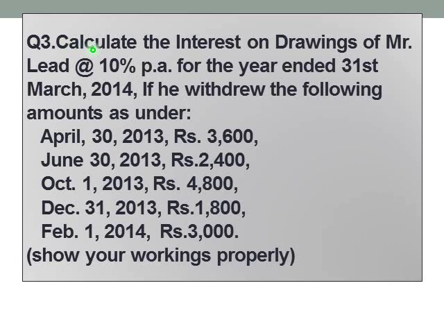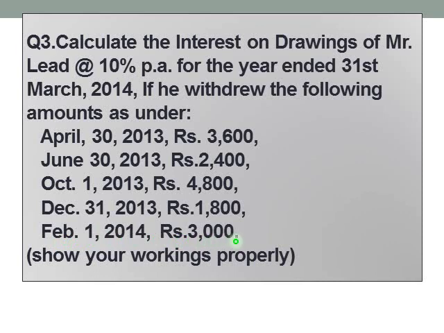Now this is our next problem. Here we are required to calculate interest on drawing of Mr. Lead, one of the partners, at the rate of 10% per annum for the year ended 31st March 2014, if he has withdrawn the following amounts as under. On 30th April 2013, he is withdrawing 3,600. On 30th June, he is withdrawing 2,400. On 1st October, he is withdrawing 4,800. And 31st December rupees 1800, and the last drawing is on 1st Feb rupees 3000.